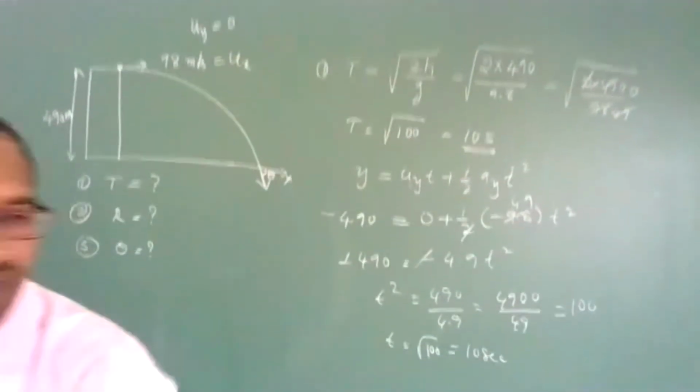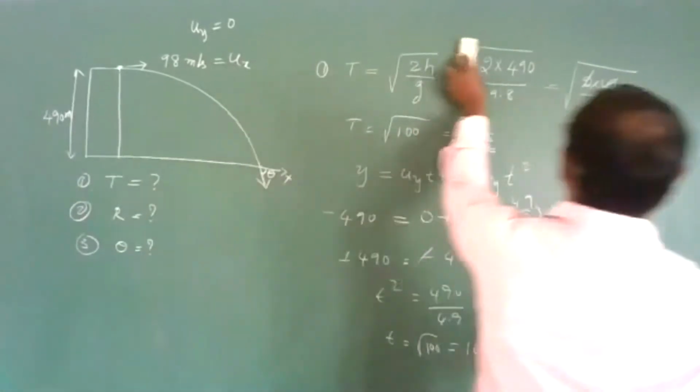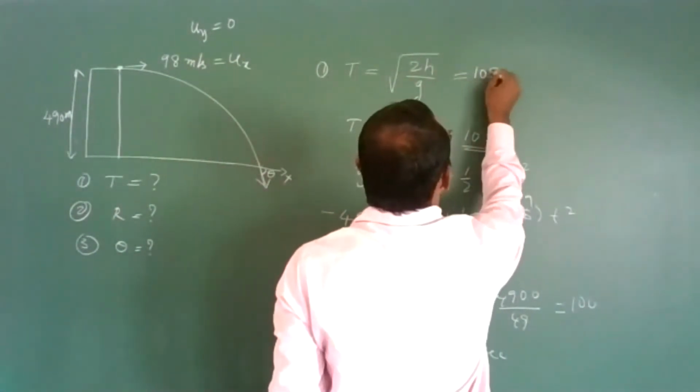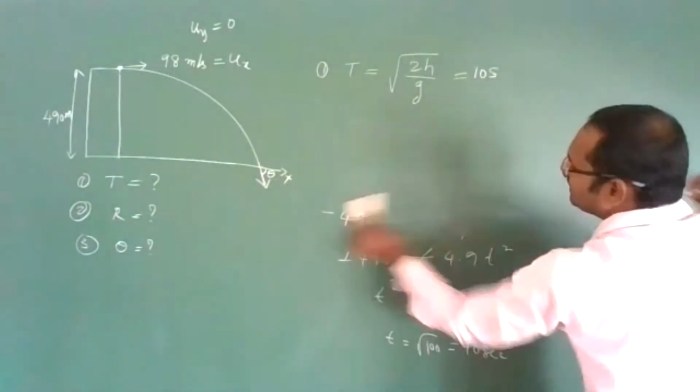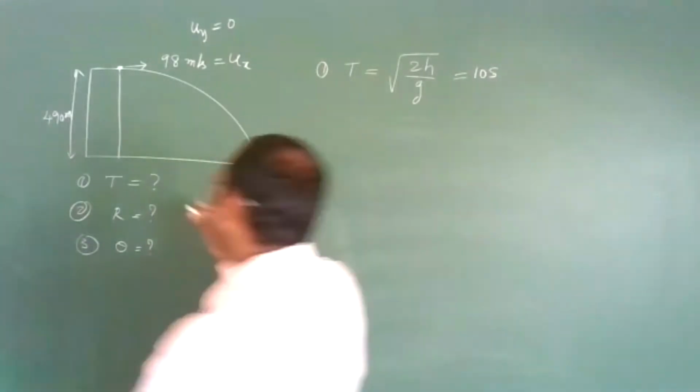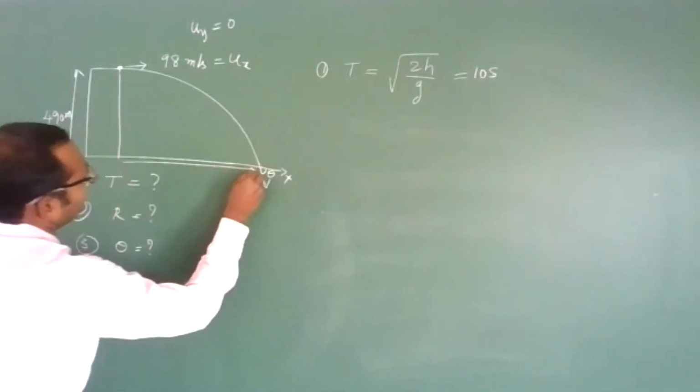Okay. Now, so time we got, sir. Okay, no problem. We got it. Time t equal to 10 seconds. We got it, okay, no problem. Then my question is, what is the horizontal range it will travel? So how much horizontally it will travel?